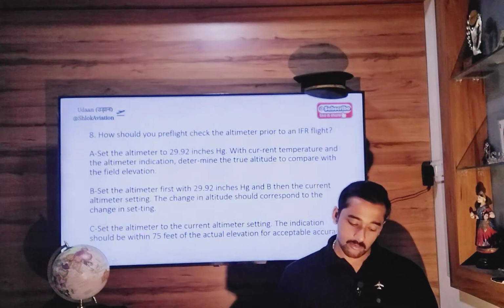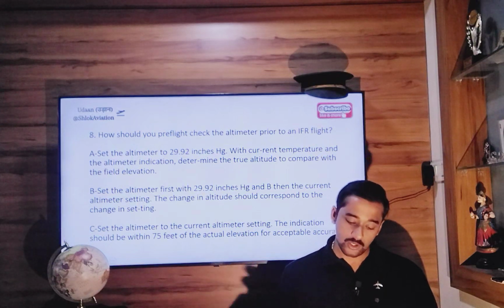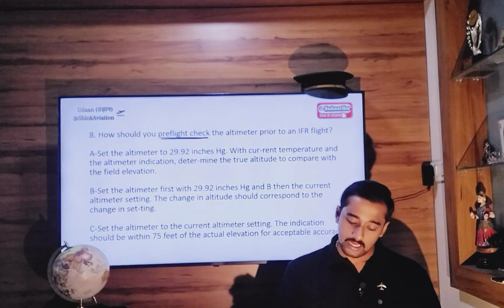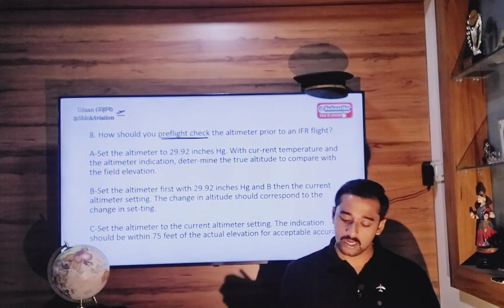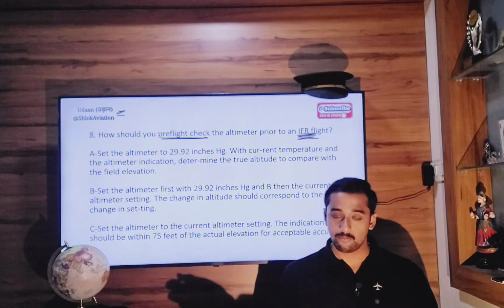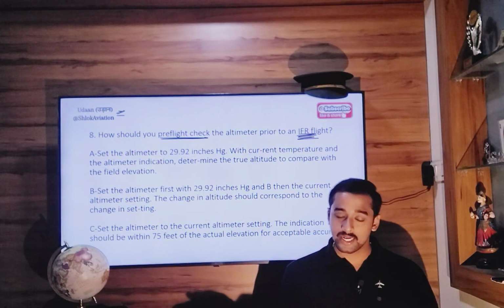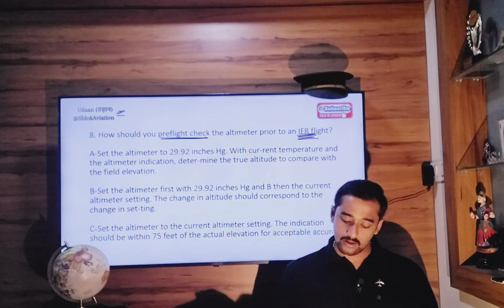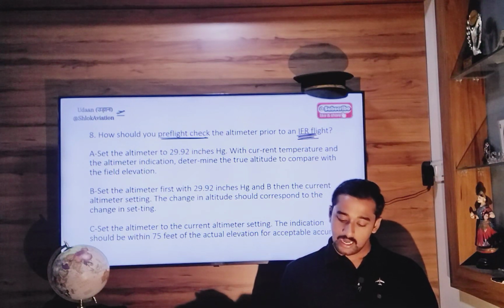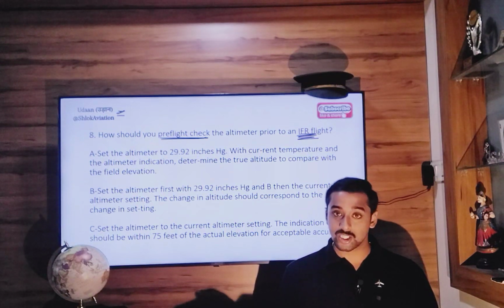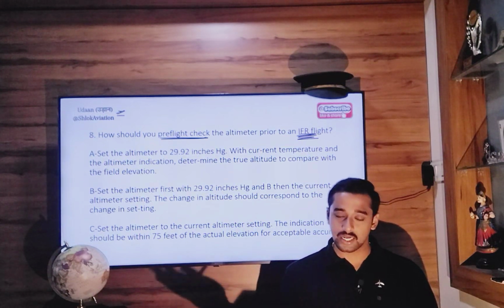Question number 8. Very important. How should you pre-flight check the altimeter prior to an IFR flight? Set the altimeter to 29.92 with current temperature and the altimeter indication. Determine the true altitude to compare with field elevation. Or set the altimeter to 29.92 and then the current setting. The change in altitude should correspond to the change in setting.